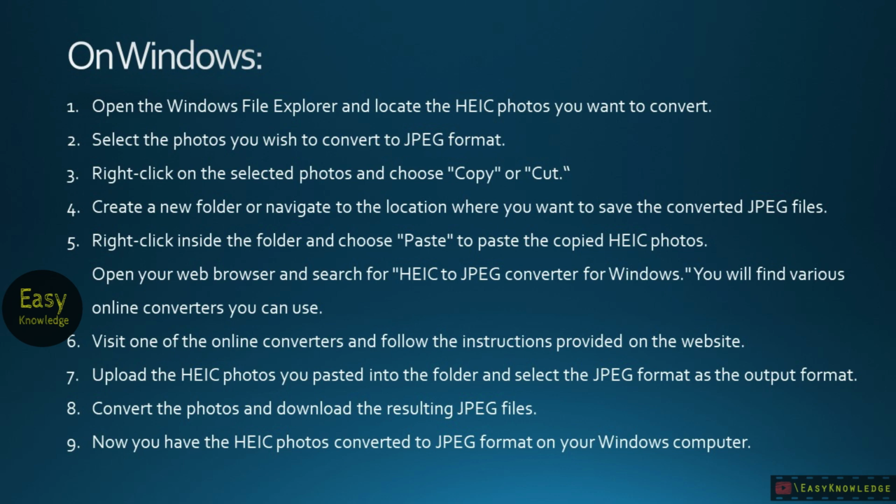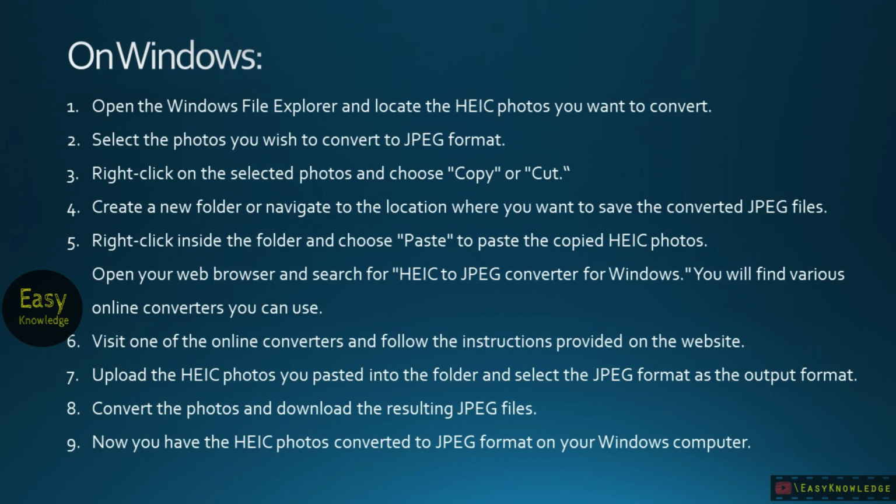2. Select the photos you wish to convert to JPG format. 3. Right-click on the selected photos and choose Copy or Cut. 4. Create a new folder or navigate to the location where you want to save the converted JPG files. 5. Right-click inside the folder and choose Paste to paste the copied HEIC photos.